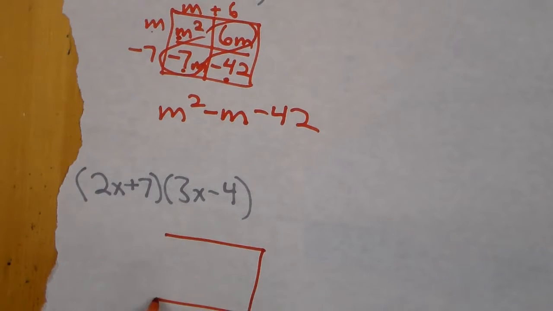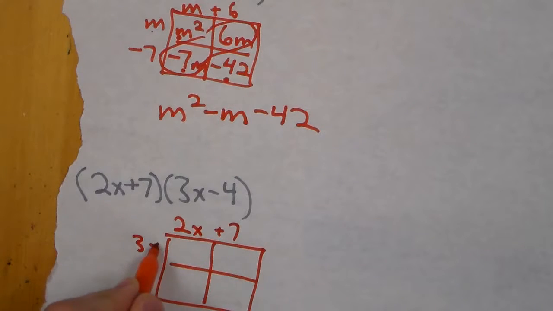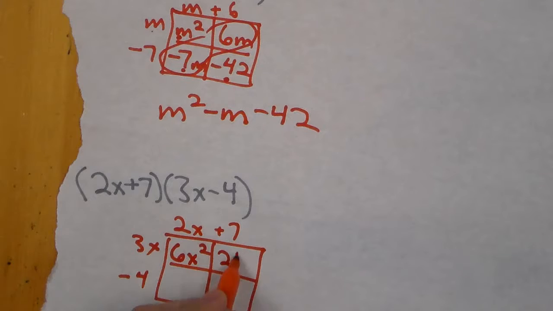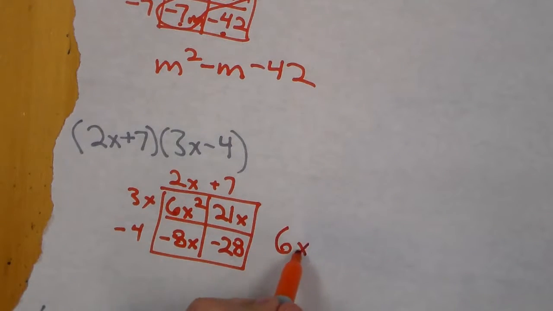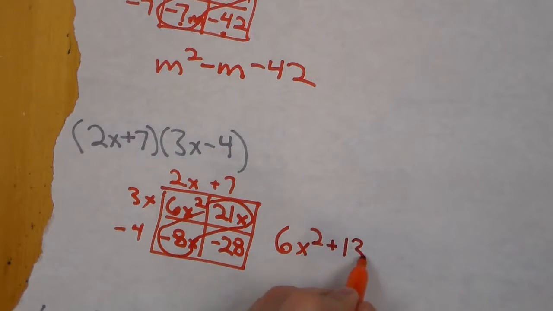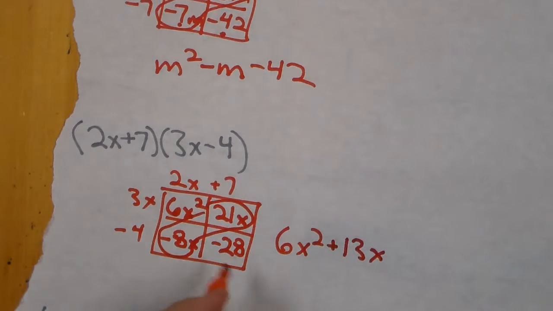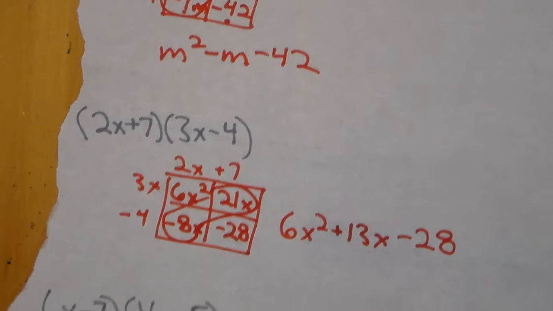Our next one, 2x plus 7, 3x minus 4. We get 6x squared, 21x, negative 8x, and negative 28. This is 6x squared. I have a 21x and a negative 8x, which is going to be a 13x positive, and then negative 28. So 2x plus 7 times 3x minus 4 gives us this result.